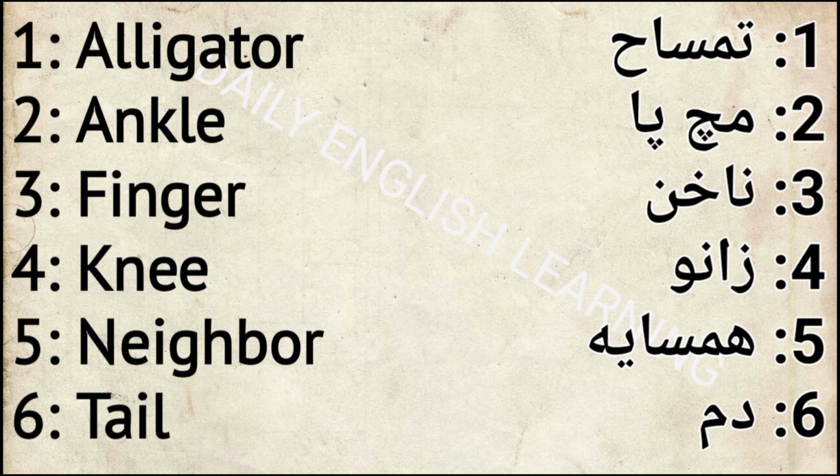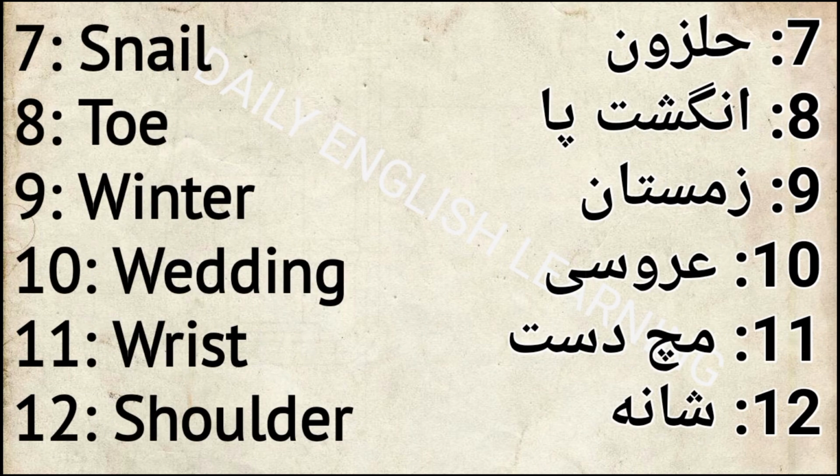Alligator یعنی تمساح. ankle یعنی مچ پا. finger یعنی ناخن. knee یعنی زانو. neighbor یعنی همسایه. tail یعنی دم. snail یعنی حلزون. toe یعنی انگشت پا. winter یعنی زمستان. wedding یعنی عروسی. wrist یعنی مچ دست. shoulder یعنی شانه.